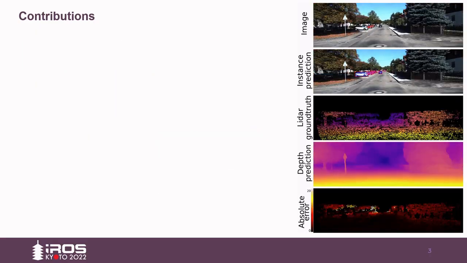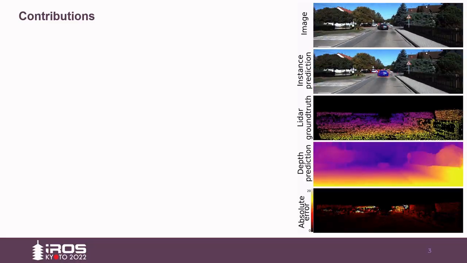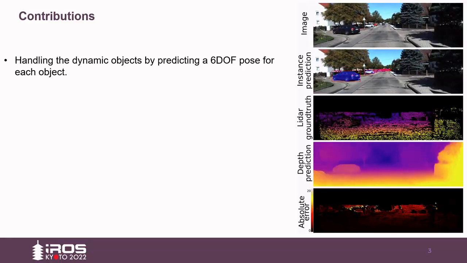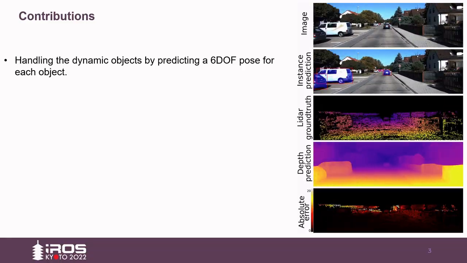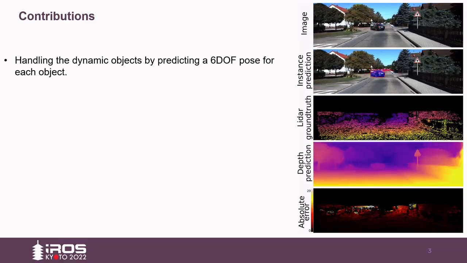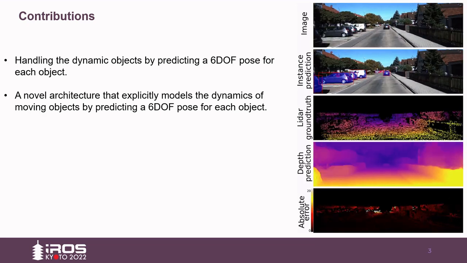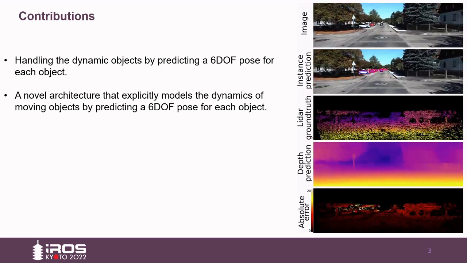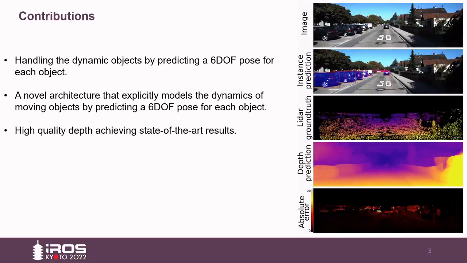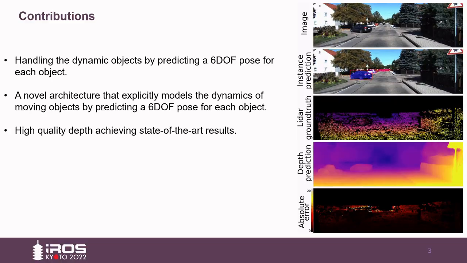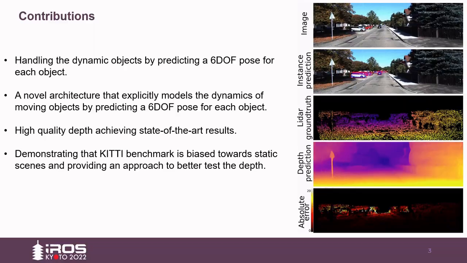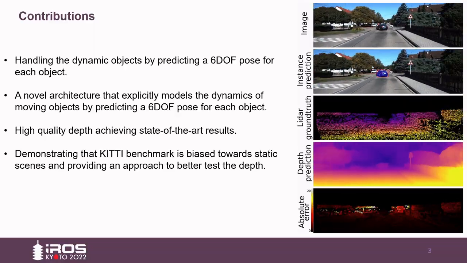We propose instance-aware multi-object self-supervision for monocular depth prediction. Our method addresses the problem of dynamic objects by predicting a 6-degree of freedom pose for each dynamic object in the scene. This is done using a novel architecture that extends a panoptic segmentation network with object poses. We achieve a competitive performance compared to the state-of-the-art, and we address further the bias of KITTI dataset to static scenes, and we provide a better approach to evaluate the depth.